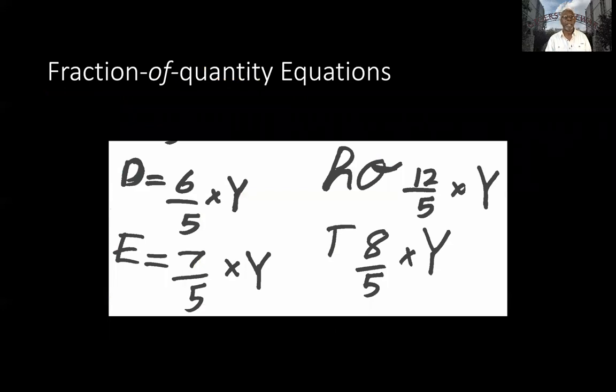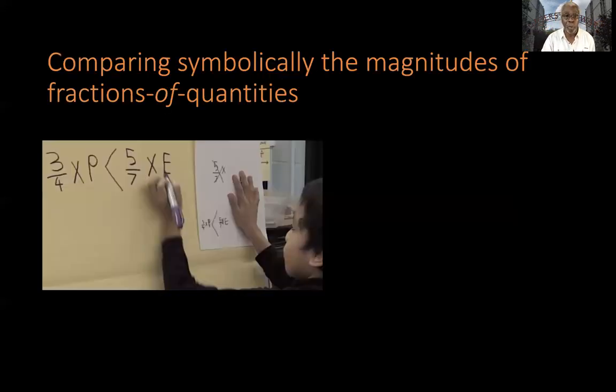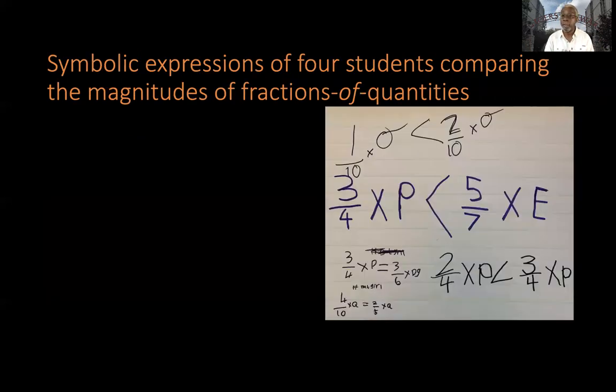They write their fractions of quantity expressions without the rods present. So these are expressions on the basis of images that they evoke in their mind of the rod relationships that they've been exploring. And then ultimately, they compare symbolically the magnitudes of fractions of quantities, such as this student writing on the board that 3/4 of the purple rod is less than 5/7 of the ebony rod. And other students contribute their noticings on the basis of images that they've evoked in their mind.